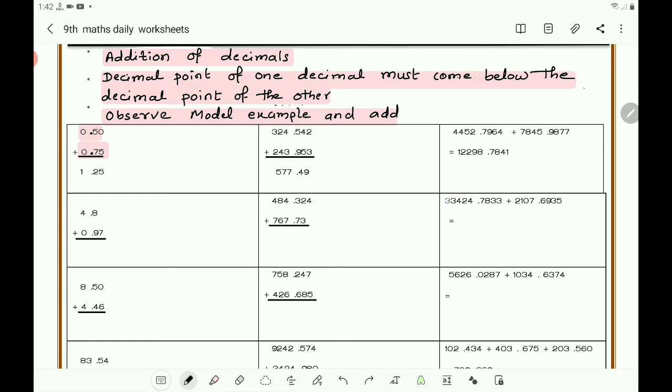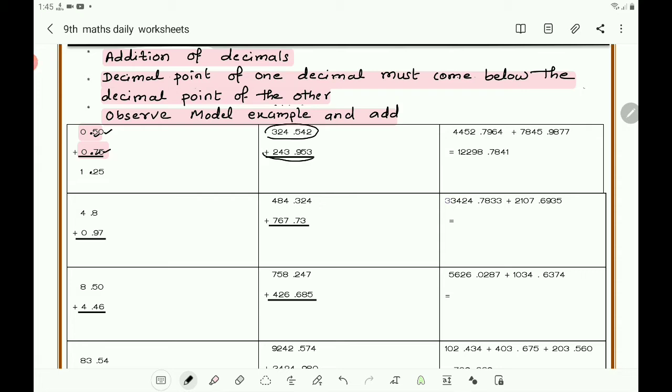Now here you add 0 and 5, 0 plus 5, 5 you write here, and add 5 and 7, 5 plus 7 is 12, you write 2 here and put the decimal point. Here the decimal point must come below the decimal point only. Now you write 1 in the integer place. So you got the sum 1.25.